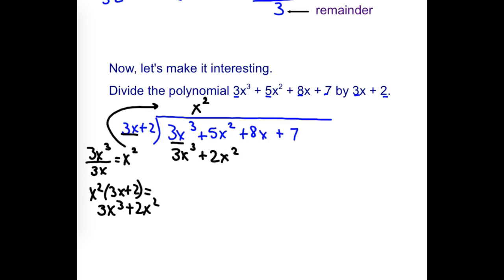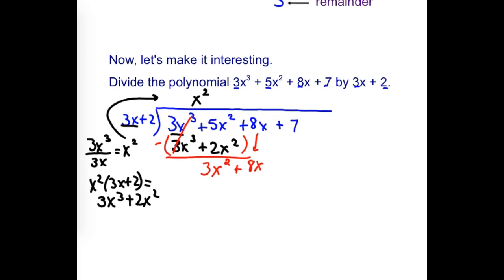And then if you remember the steps, our next step is to subtract, but we want to subtract that whole thing. The first term should always drop out or you didn't do it right. So 3x cubed minus 3x cubed is gone. 5x squared minus 2x squared leaves us 3x squared. And then we bring down our next term, which is our 8x. And we just keep repeating this process.